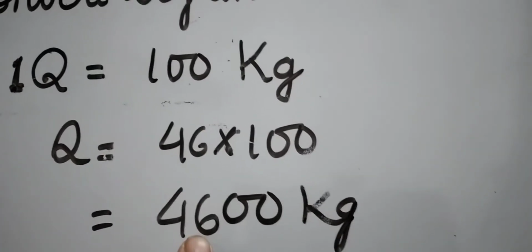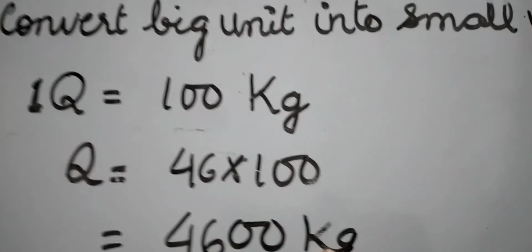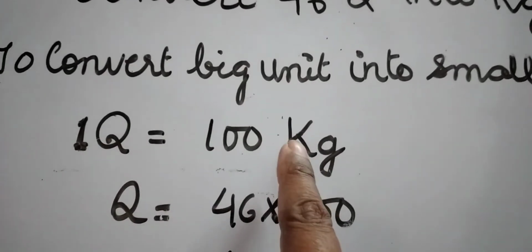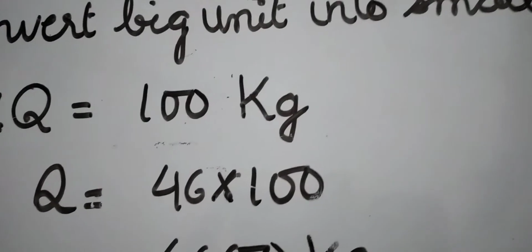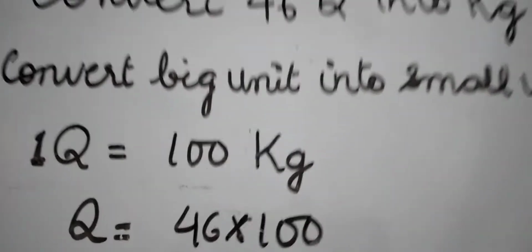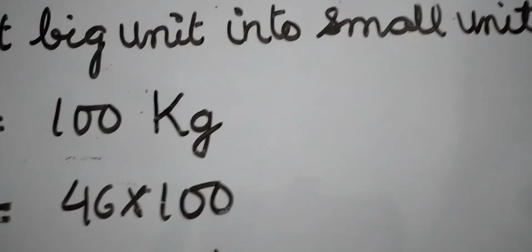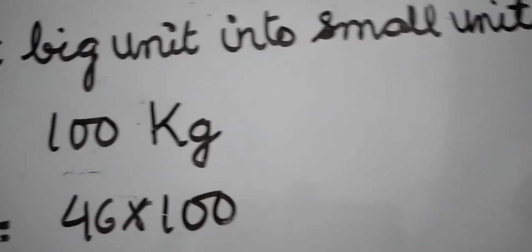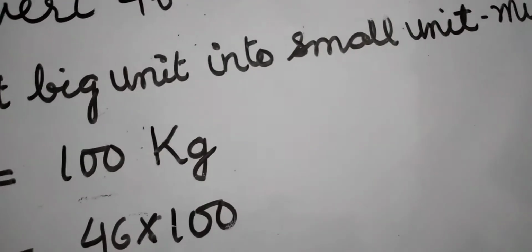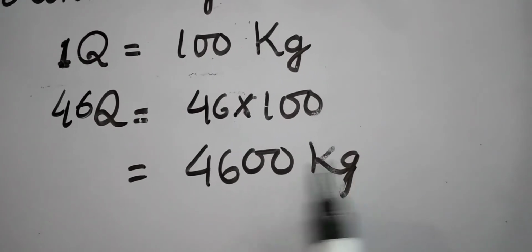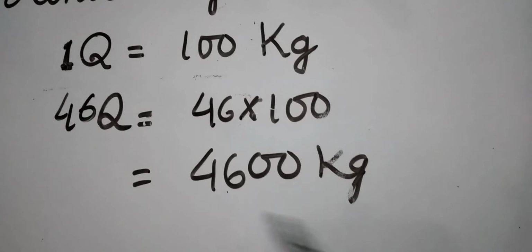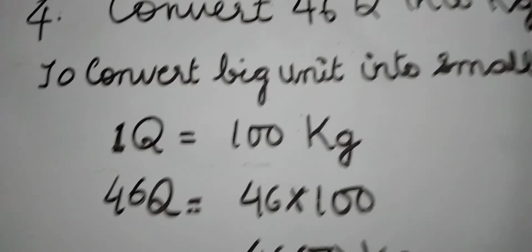4600. 4600 kg. Understood? 1 quintal is equal to 100 kg. Then how many quintal we have to convert? We have to convert again this 46 multiplied by 100. 46 quintal is equal to 46 into 100, 4600 kg. Understood? So move towards the next sum.